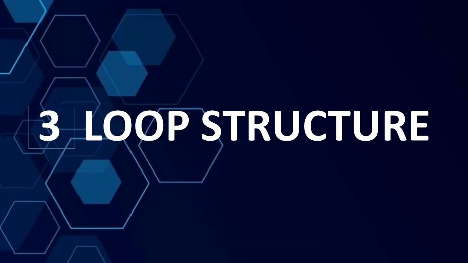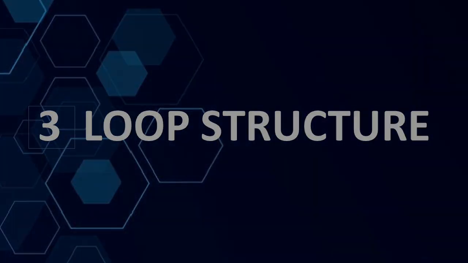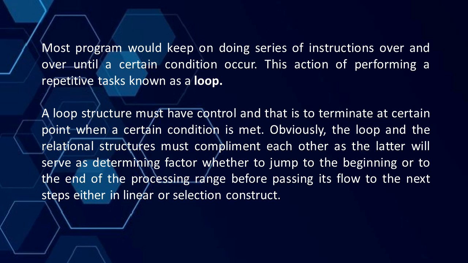So, third structure is the loop structure. So, kadalasan sa mga program, ginabuhat nilang series of instructions over and over until a certain condition nga mahitabo. So, this action of performing a repetitive task is known as a loop. So, kanang pagbalik-balik sa mga task, ginatawag na siya og loop. Ang loop structure dapat na siya control, and that is, i-terminate niya pag ang certain condition kay na-met na.